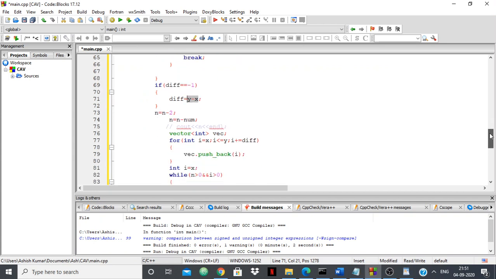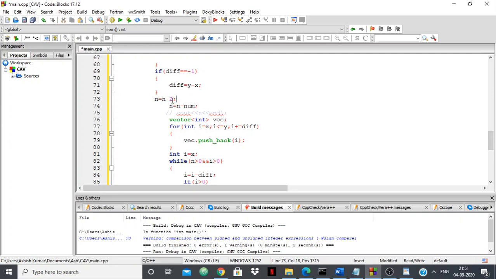Now I want to restore the remaining elements. So n is equal to n minus 2, because I already have two elements x and y, and n is equal to n minus num, because num elements I have already put between x and y. So I'm storing my answer in the array. From x to y, all the elements I can put, I'm putting in my vector. So I is equal to I plus diff.